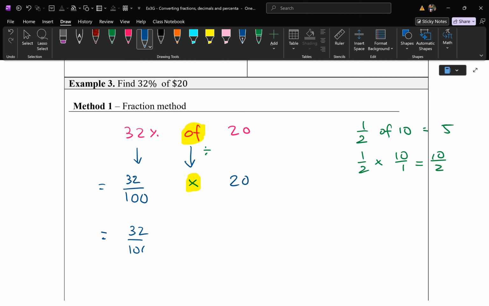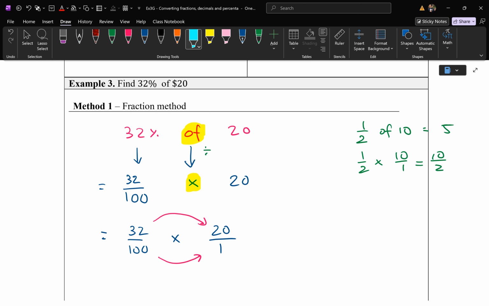32 over 100 times 20. A whole number as a fraction is 20 over 1. Before you multiply top with top, bottom with bottom, see if you can simplify. I can see 2 numbers already. Which 2 numbers can you simplify?